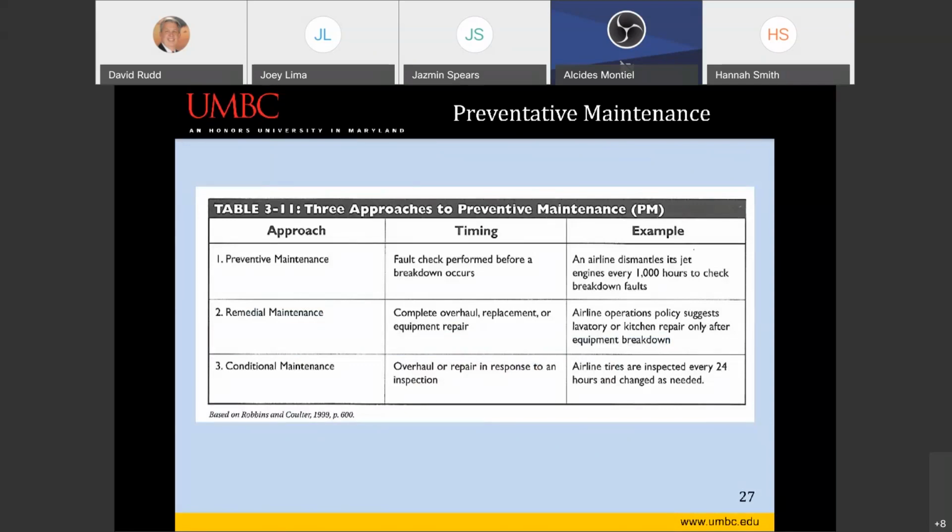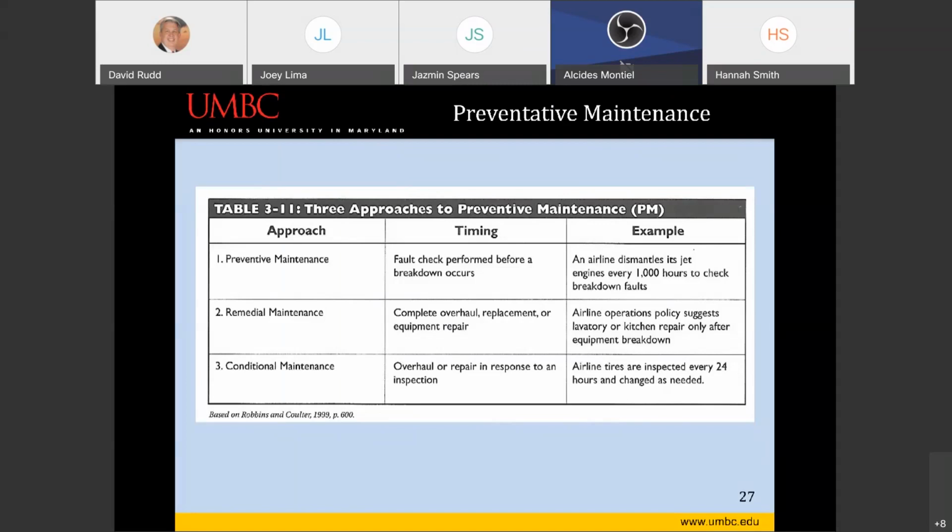Remedial maintenance is a complete overhaul, replacement, or equipment repair. For instance, airline operations policy suggests laboratory or kitchen repair only after equipment breaks down. Okay, if something breaks down in the galley area, it's not going to hurt the airplane and bring it down out of the sky, but it really needs to be fixed once they get back down on the ground. And then conditional maintenance.